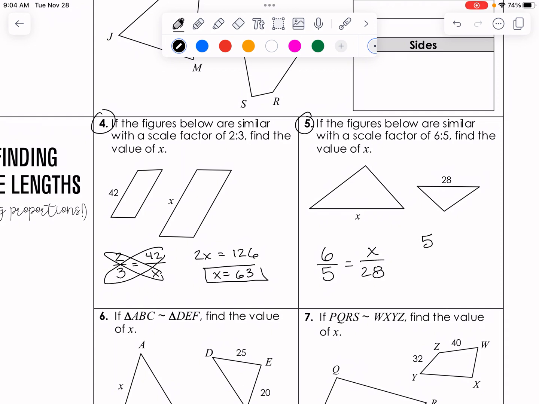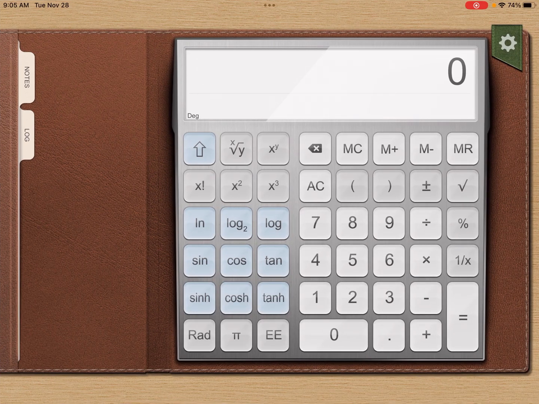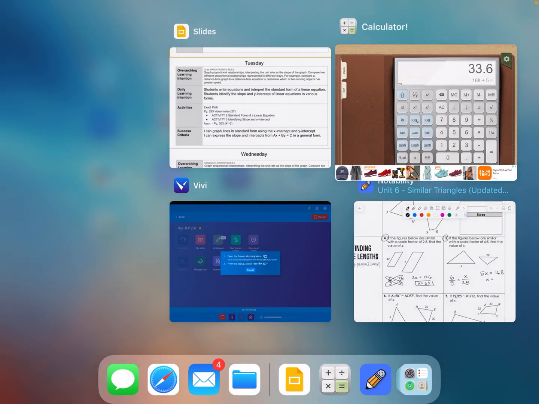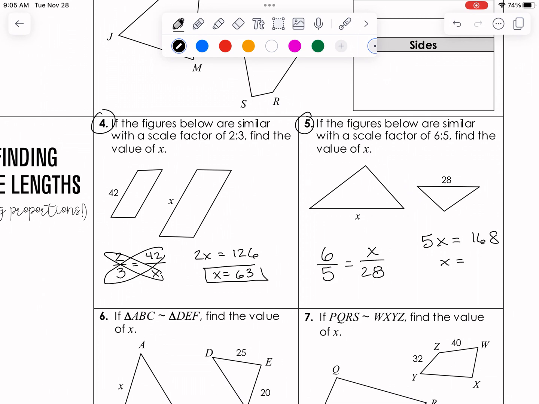We're going to get 5x equal to 6 times 28, which is 168. And if you divide both sides by 5, that's not going to go in evenly, but 168 divided by 5 is 33.6. No need to round there because it was a terminating decimal. We'll keep it like that. So they're not always going to be exactly a whole number, and that's fine.